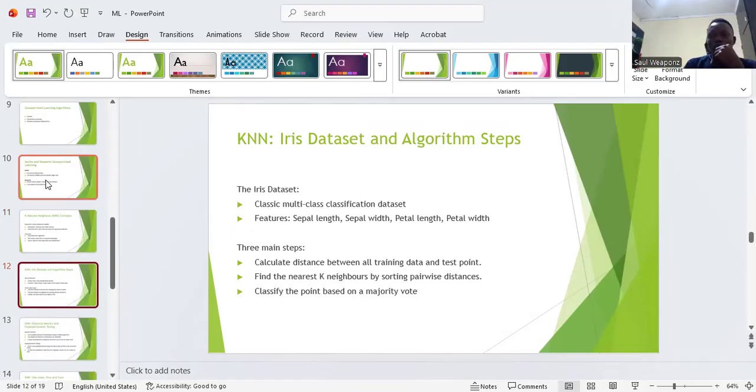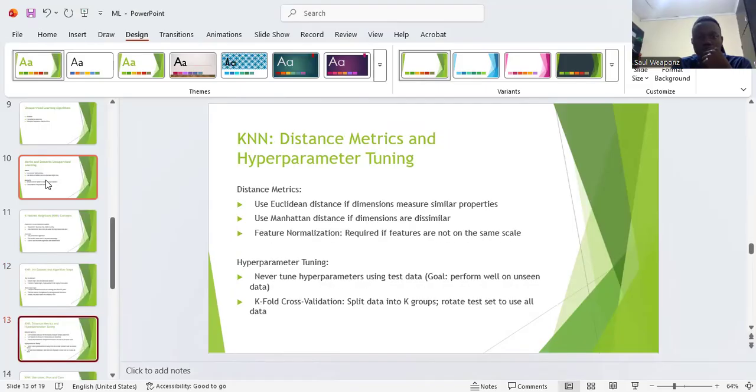Yeah, so we are coming to an example from the video, the Iris data set. That's a summary of the Iris data set. We see that it was a multi-class data set bearing several features, 4 of them, including sepal and petal measurements. Then a breakdown of the remaining steps of KNN: calculate the distance between all the training data and the test points, then find the nearest neighbors, and then classify these points based on majority vote.